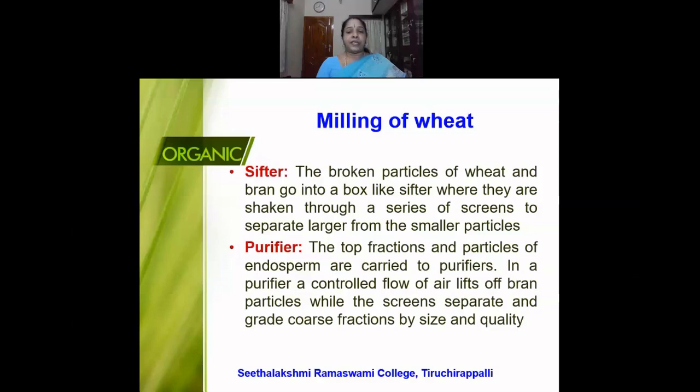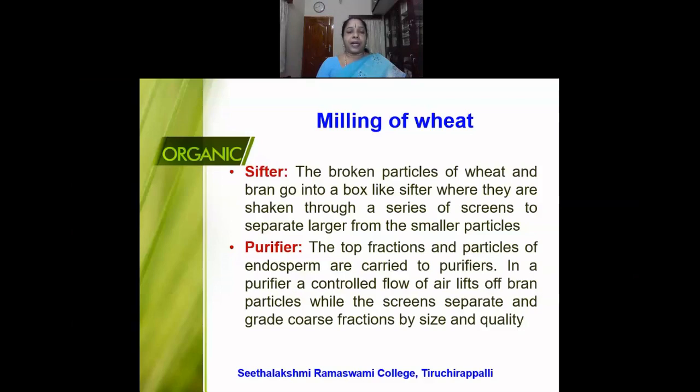After it passes through the sifter, the wheat flour enters the purifier. The top fractions and particles of the endosperm are carried to the purifier. In a purifier, there is a controlled flow of air. So in the purifier, a steady stream of air is blown through, which will lift off the bran particles. It will remove the bran particles because bran is not required here. The bran particles are removed while the screens separate and grade the coarse fractions size by size.